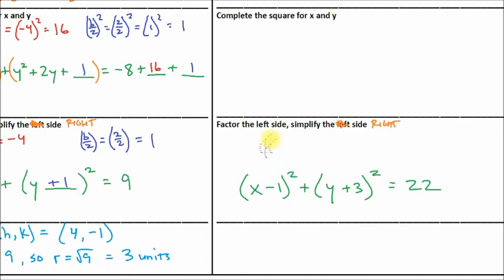And then the last step, factor the left side, simplify the right side. This is going to come from 12 plus 1 plus 9 is 22. And you're going to end up finding that b over 2, which is the number you need to factor the x terms, is going to be negative 2 over 2, which is negative 1. That's where this negative 1 comes from. And then for the y terms, your b value was 6. 6 divided by 2 is positive 3. That's where this came from. And that should be how you got your answer. Hopefully you figured out any mistakes you made and corrected them.